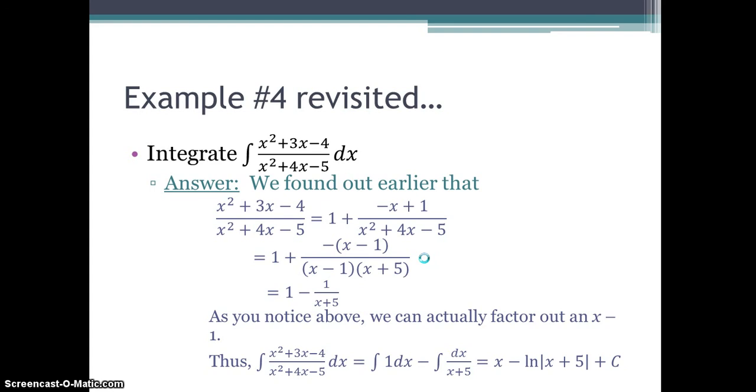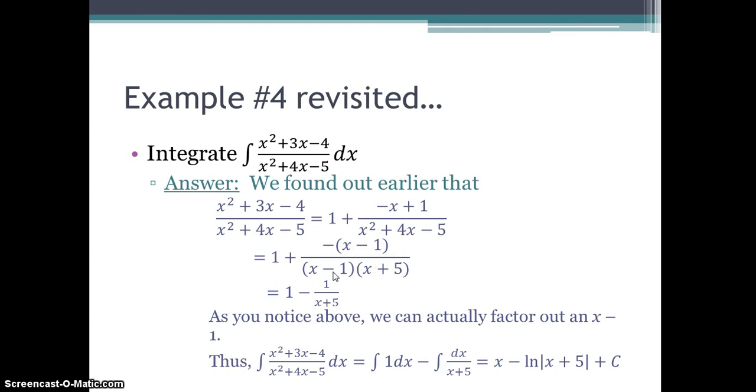In example 4, we're going to integrate (x squared plus 3x minus 4) over (x squared plus 4x minus 5) dx. And we found out earlier how to decompose that. That was the trick of long division. We end up getting 1 plus (negative x plus 1) over (x squared plus 4x minus 5). If we factor the denominator there, we'll notice that the x minus 1's cancel. That doesn't always happen. It just so happened here.